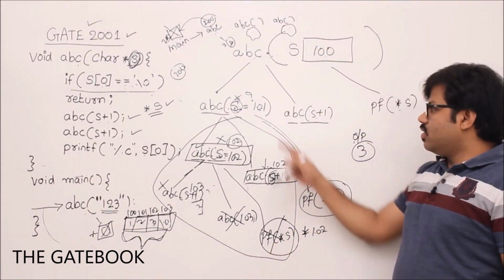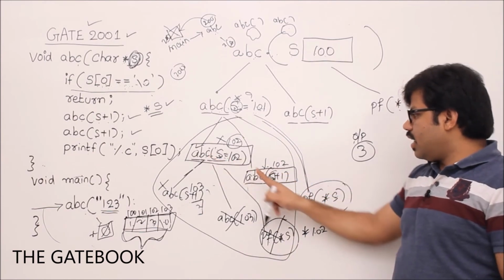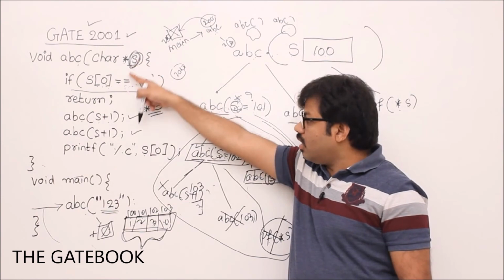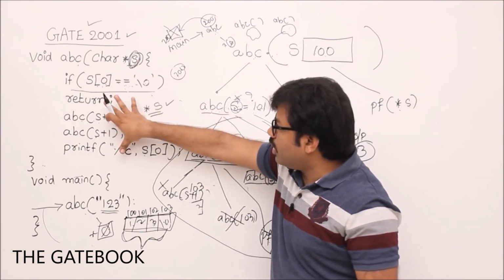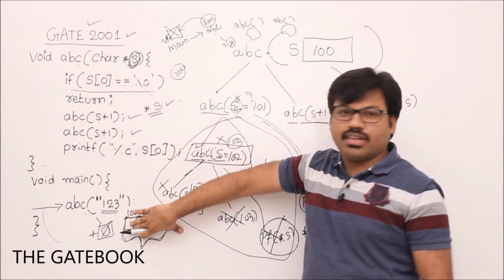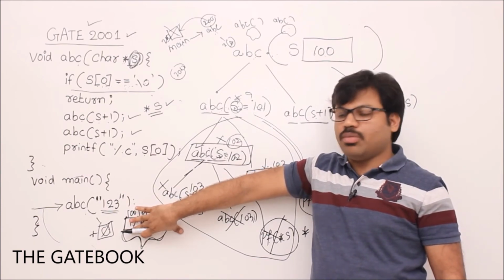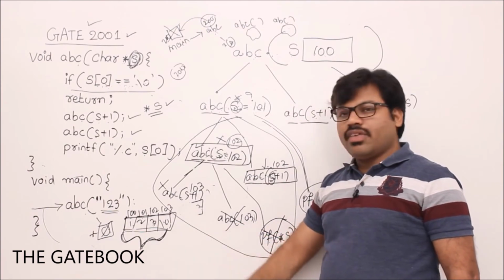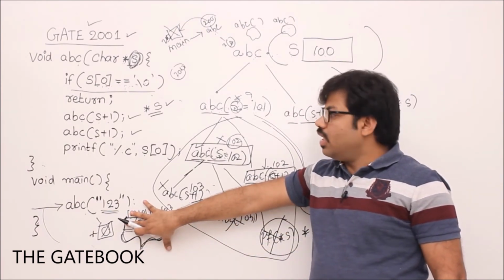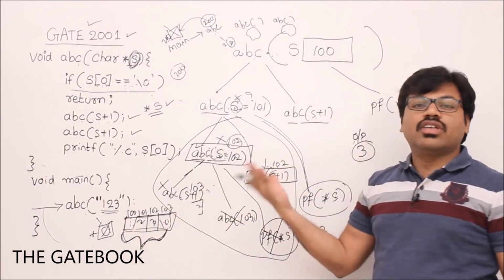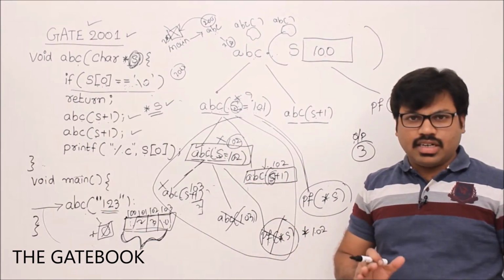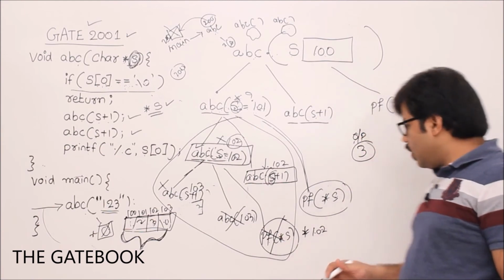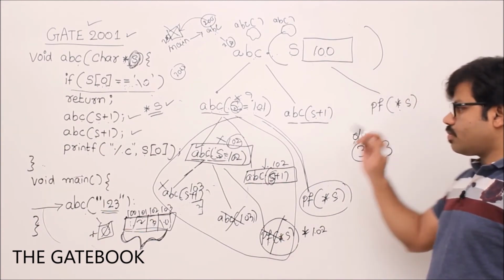The reason is that this ABC and this ABC both have only one local variable S, and if you see the code, they are accessing this string, correct? There is no global variable other than this one. And this global environment is the same now as it was before. Understand? That's why there is no difference between these two. They give the same output. Then you get output 3 again.